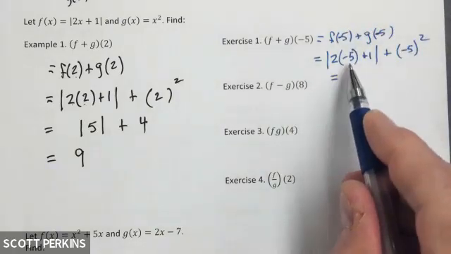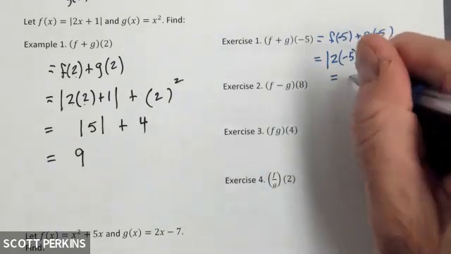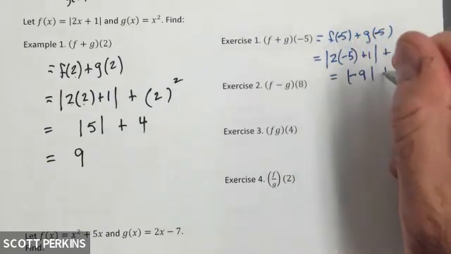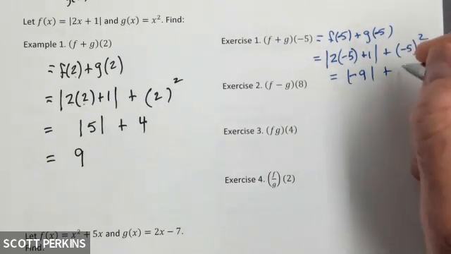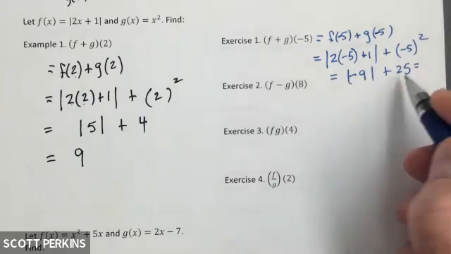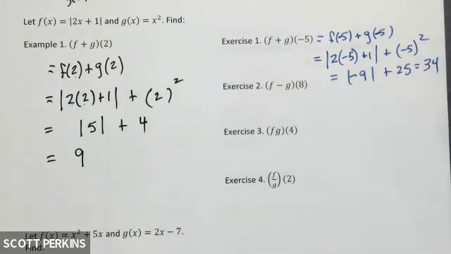So 2 times -5 is -10. -10 plus 1 is -9. -5 times -5 is 25. And 9 plus 25 is 34. So that's the value that you should get out of that. If you've got a question, ask it. If you feel pretty good about that, then do exercise 2 for me, please.